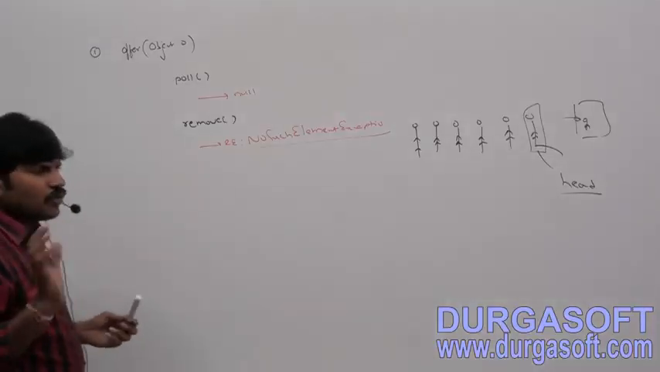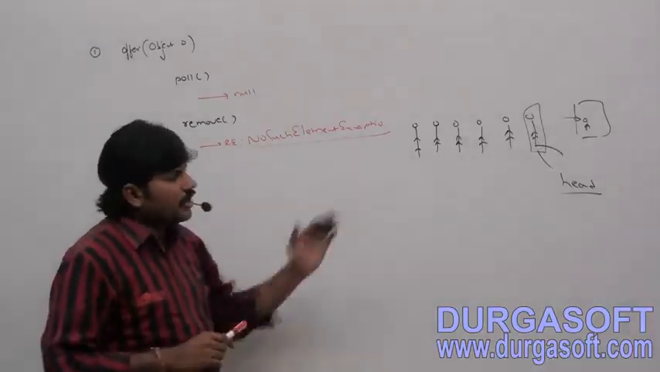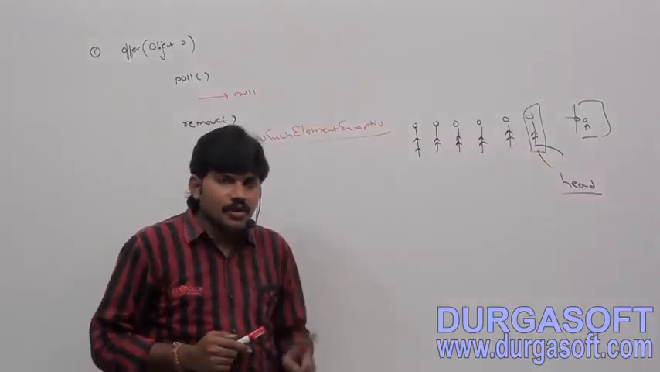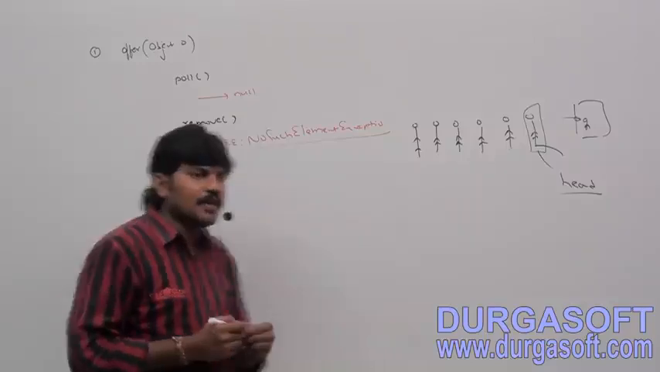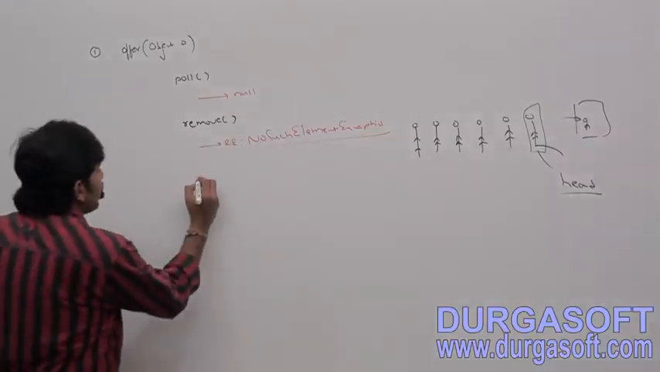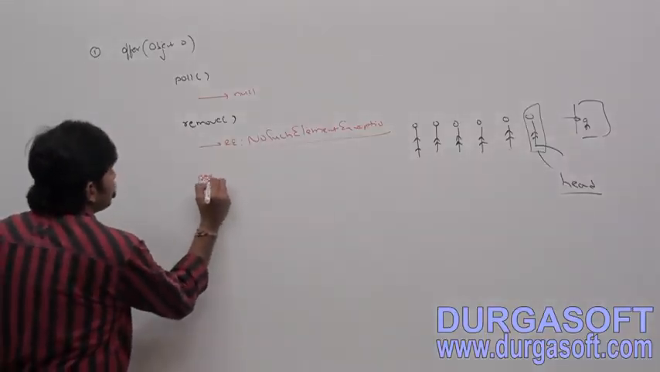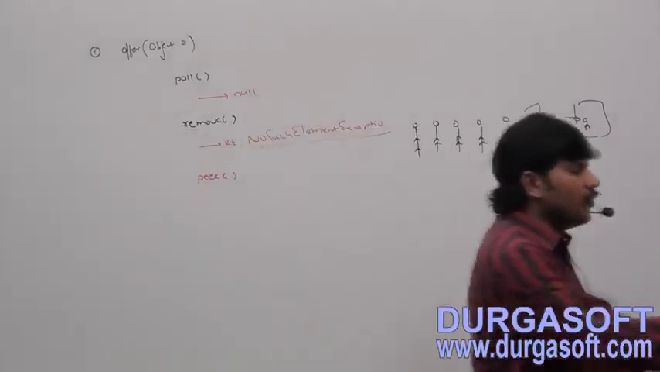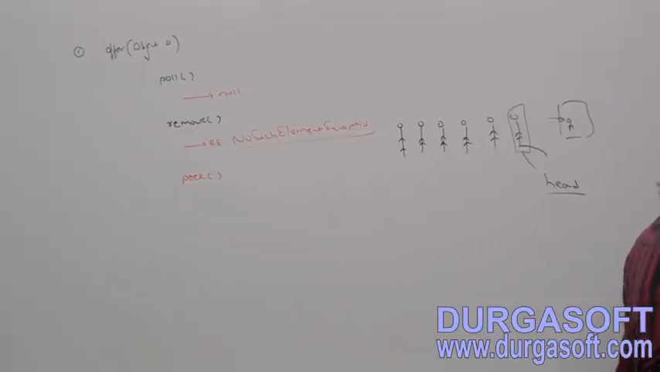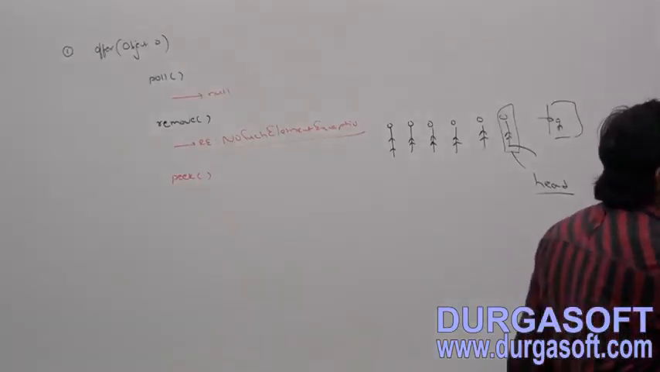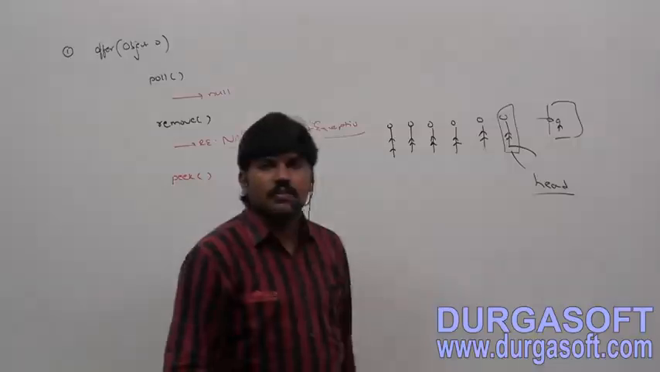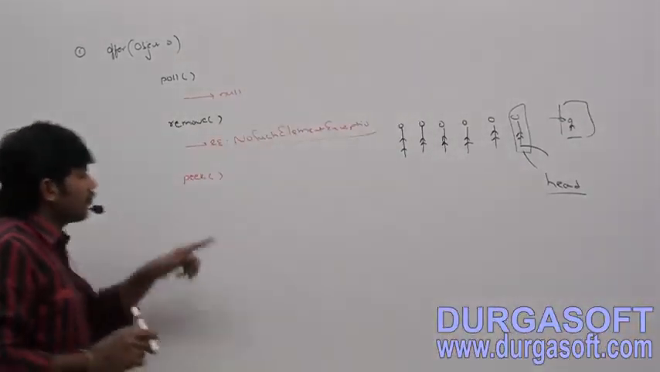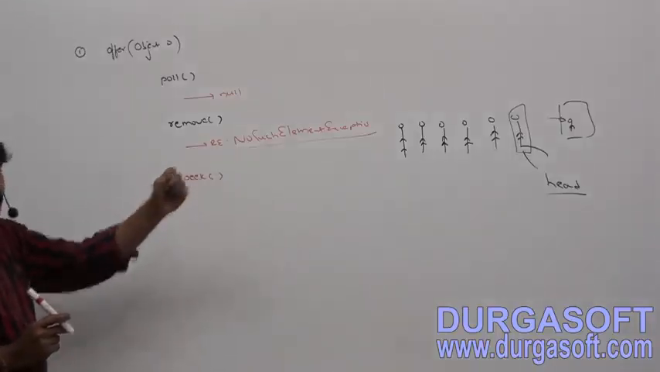Next, sir, don't remove, can you please return the head element of the queue? Then automatically which method? Here, the peek method. Head element of the queue is nothing but peek. Peek is the method we have to use. Okay, now observe this one. Peek method is for what? To return the head element.